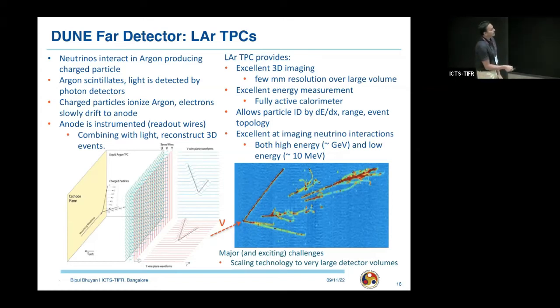There are, of course, challenges here because this technology has not been proven at this large scale. We are talking about 17 kiloton. We have built detectors in the range of around a ton so far. So that technology has to be proven for that very large volume. Okay, that is where the challenges are.